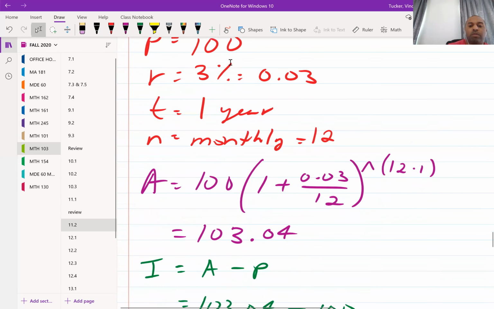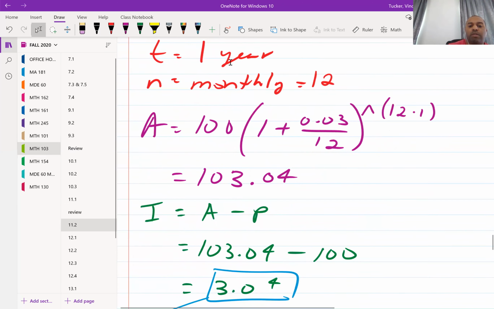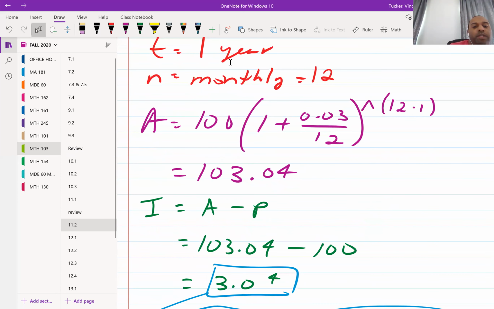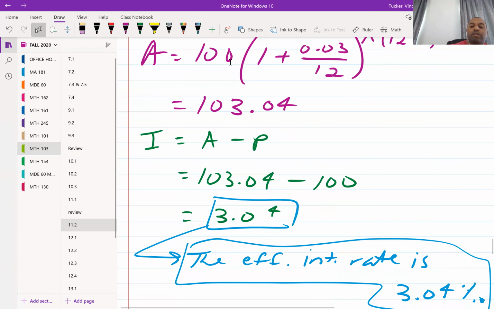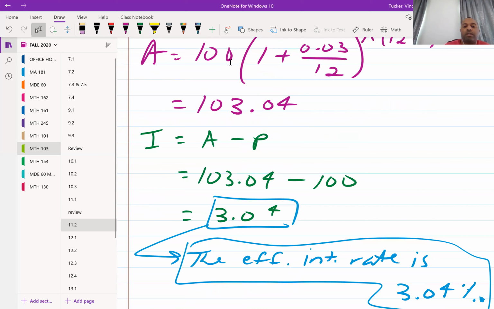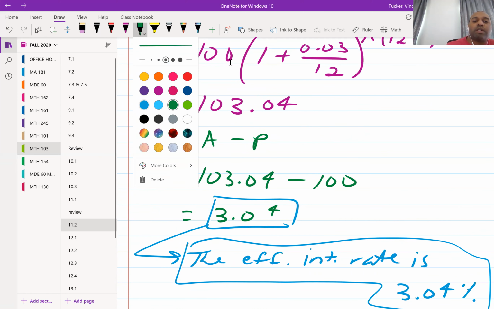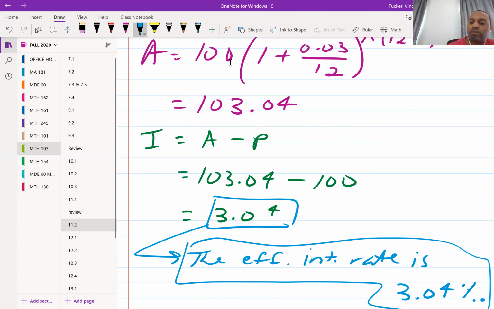All right. So find the interest earned. It's A minus P, 103.04 minus 100. And the effective interest rate is going to be 3.04%. So that's the way we would be able to calculate that. Like I said, you use 100. That will give us the outcome that we need. Use 100 for P.